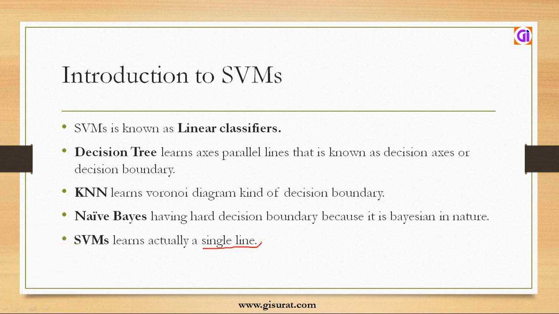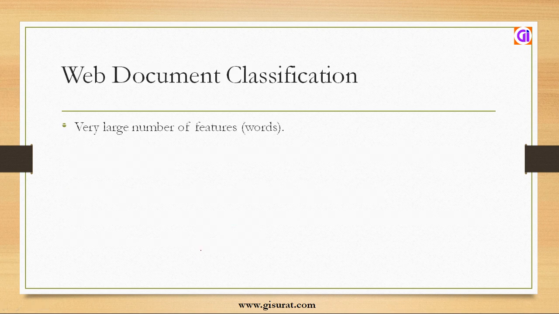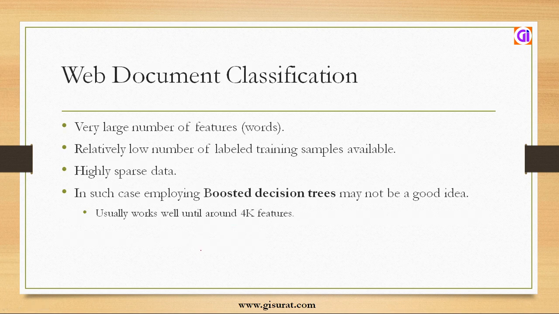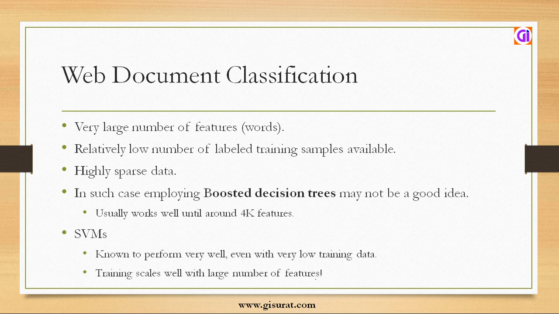In SVM we have to learn how to draw a single line. Why a single line? Because it is nothing but a classifier. That single line will classify a testing data or a query point into either of the classes. It is generally used in document classification where you have more than 4K features.